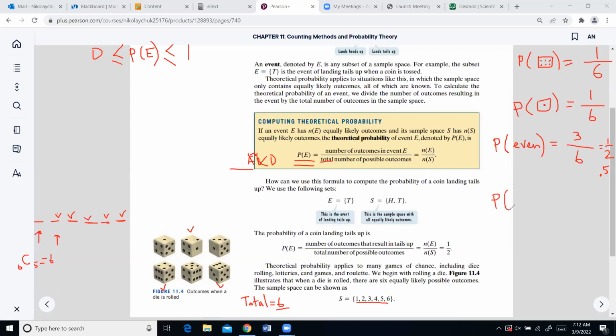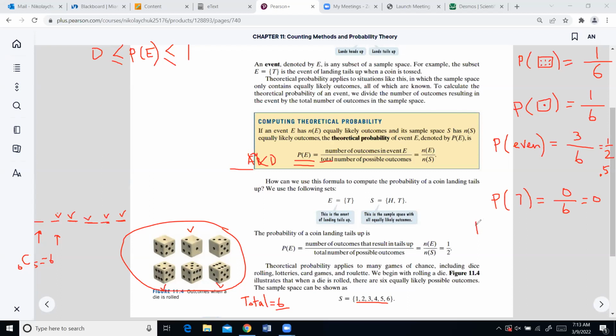For example, if you say, how about the probability to get 7? I want to roll this die and get a 7. How many possibilities out of these 6 are 7s? Looking at these 6 outcomes, I see no 7, so it's going to be 0 out of 6. So the chance to get 7 will be equal to 0, which means there is no chance, so you're never going to get 7, no matter how many times you roll this little cube. So 0 is the lowest possible probability.